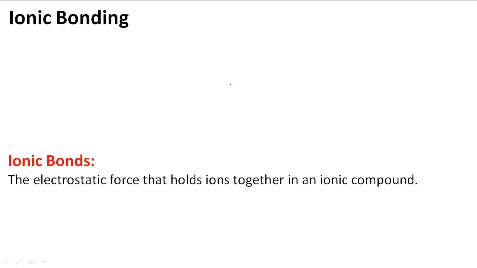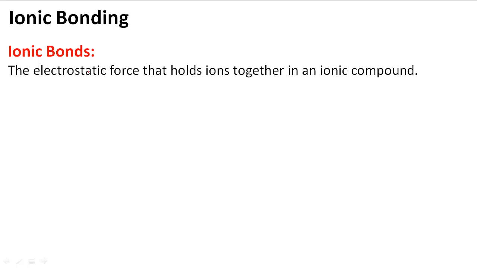Ionic bonding. Ionic bonds are the electrostatic force that holds ions together in an ionic compound. Ionic compounds are usually formed between metals and nonmetals. So that's a clue to telling you if something is an ionic bond.